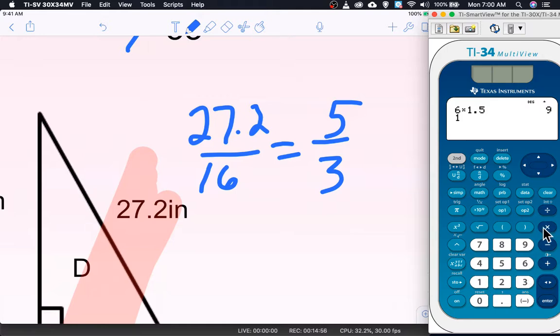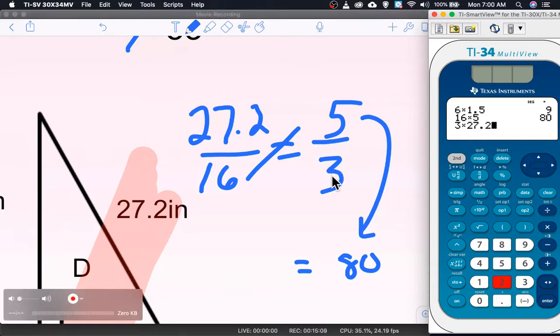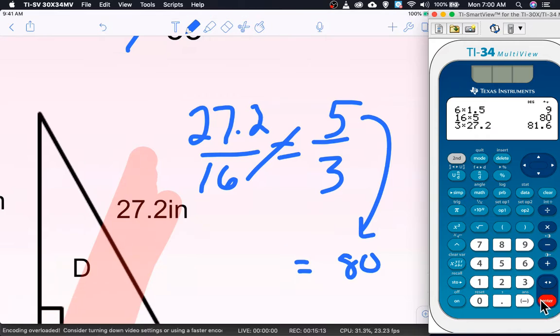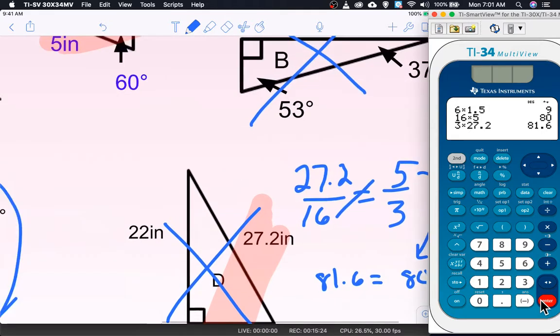So 16 times 5 is going to be 80, equals 3 times 27.2. I know this is not going to work because there's no way a 3 times 0.2 is going to end with a 0. It's going to end at 0.6 something. 81.6. Shucks. Didn't quite work. Okay, and we get to try again.